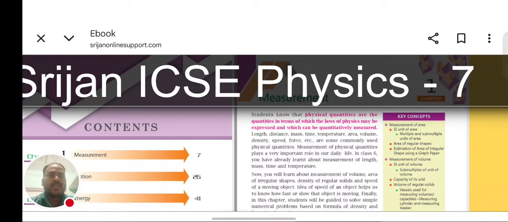So what is measurement? Measurement is the comparison of any physical quantity with its standard unit. And here it is also written: physical quantities are the quantities in terms of which the laws of physics may be expressed and which we can quantitatively measure; that is known as measurement.